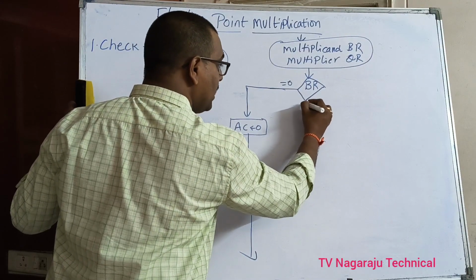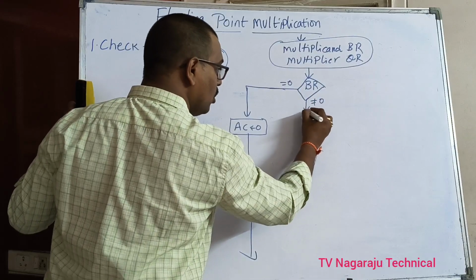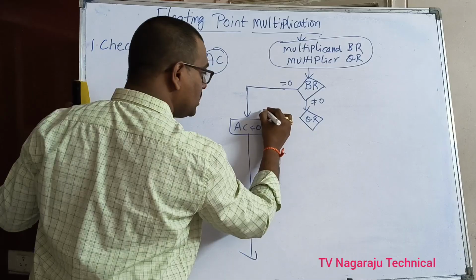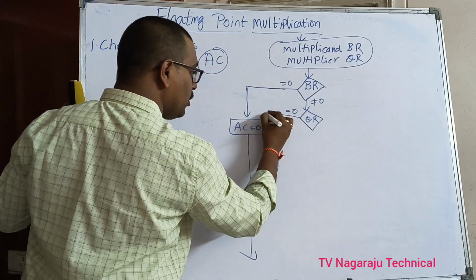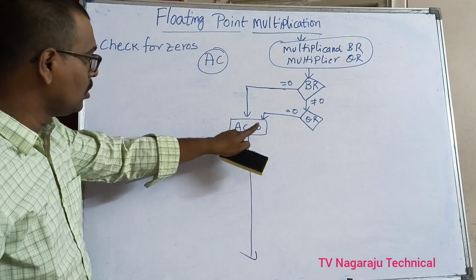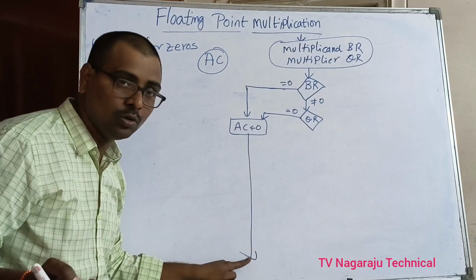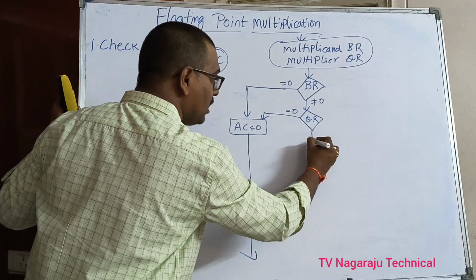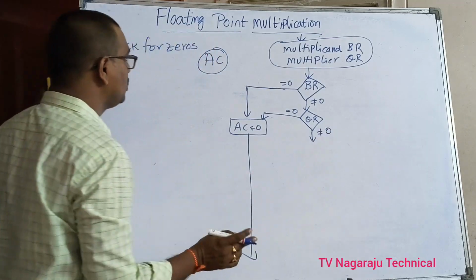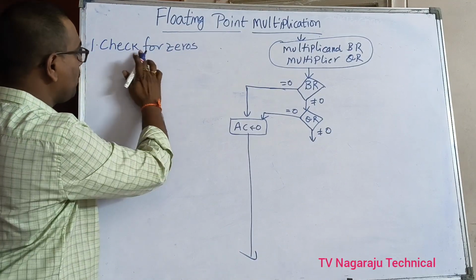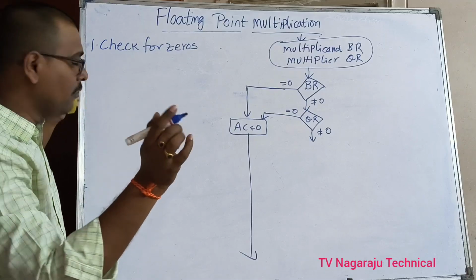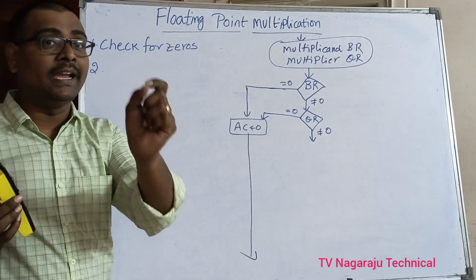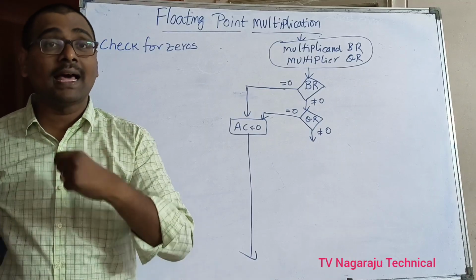Suppose BR is not equal to 0, then we check the multiplier. Suppose QR is equal to 0, then what do we do again? If QR is equal to 0, the result AC is equal to 0 and then terminate the process. If the QR value is also not equal to 0, then my zeros comparison is completed.